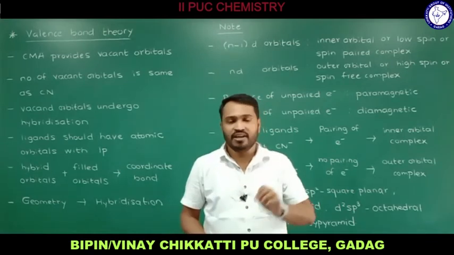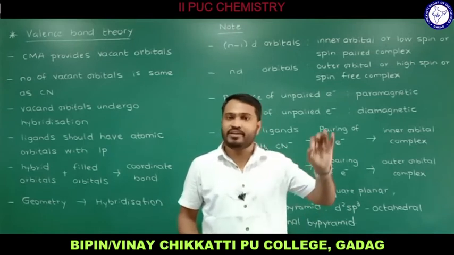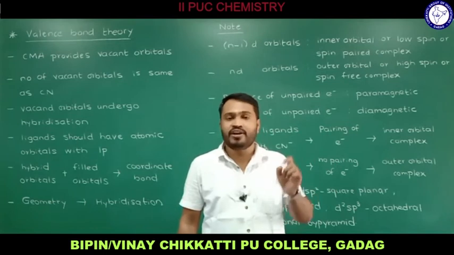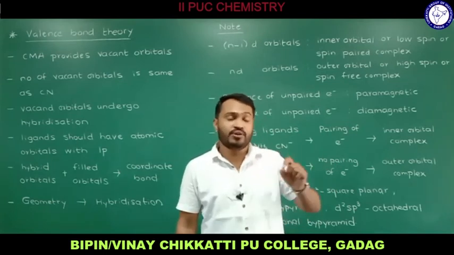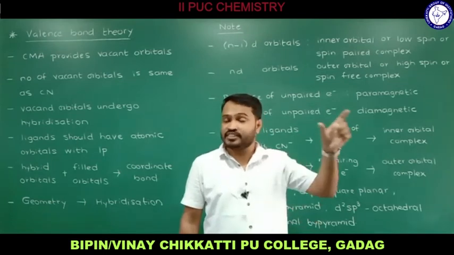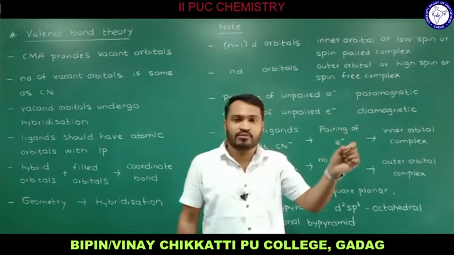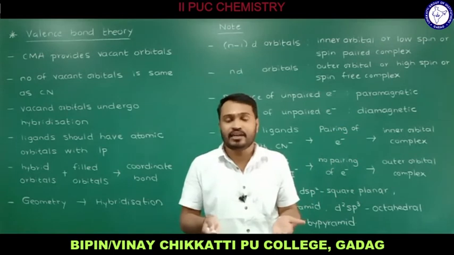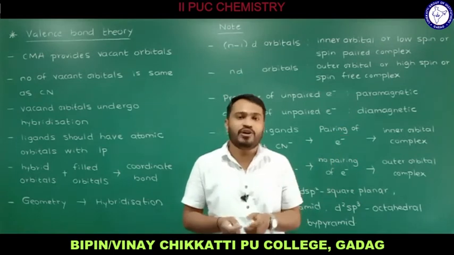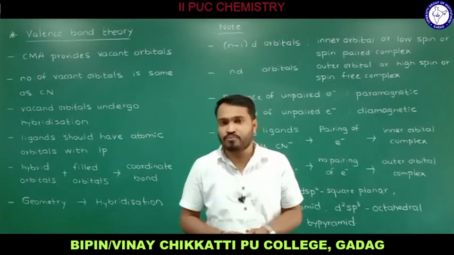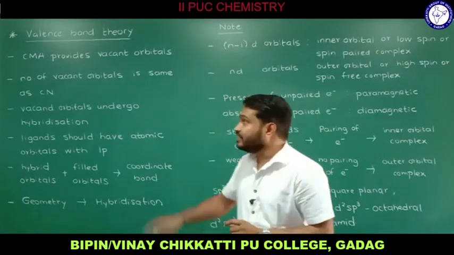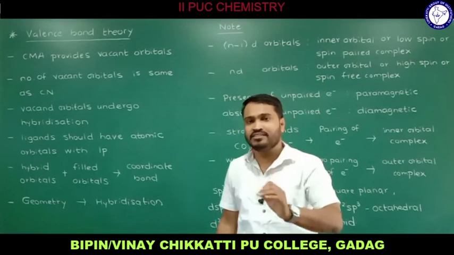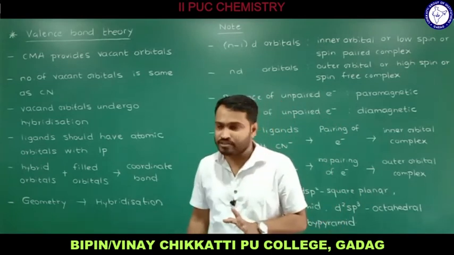For example, if a central metal atom is surrounded by 6 ligands, the central metal atom has to provide 6 vacant orbitals, because we have 6 ligands. 6 ligands means 6 lone pairs of electrons are going to be donated. Therefore, the metal should have 6 vacant atomic orbitals to accommodate the lone pairs of electrons, so the coordination bond is formed. So remember that the number of vacant orbitals provided is the same as the coordination number in a complex.